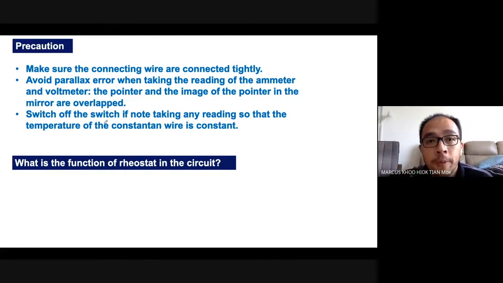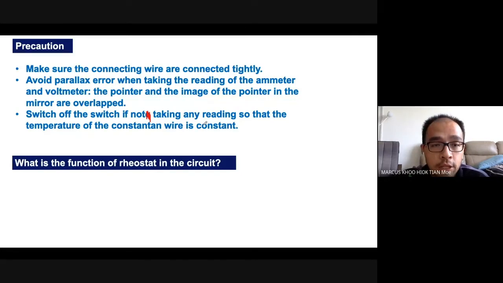So that you understand these precautions. Number one, we make sure that the connecting wires are connected tightly. Number two, we avoid parallax error by making sure that the pointer and the image of the pointer in the mirror of the ammeter and the voltmeter are overlapped. Number three, and this is very important, we have to switch off the switch when we are not taking any reading, so that the temperature of the conductor wire is constant. Please include these precautions in your experiment report. I think it's good for you to write them down so that you know when the time comes.